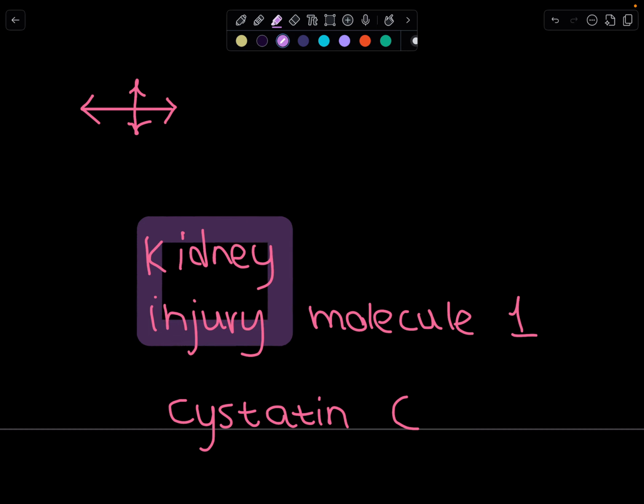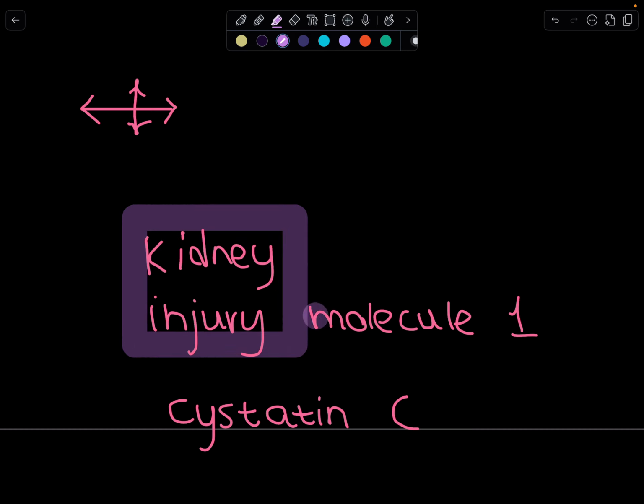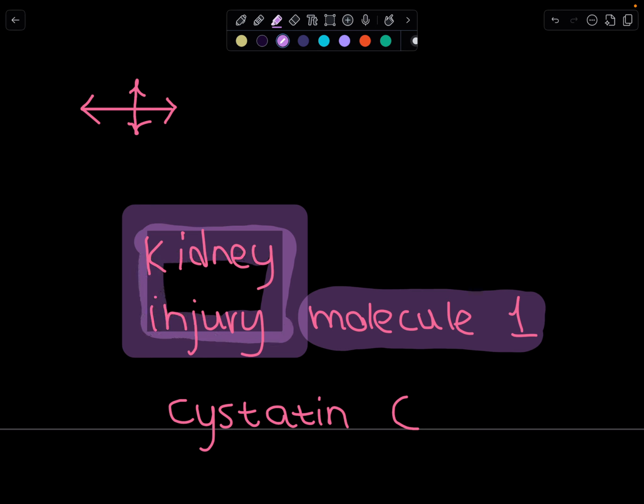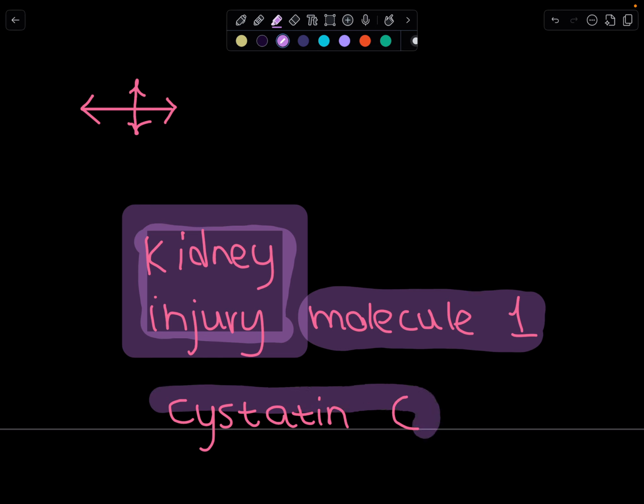Kidney injury molecule 1, KIM1, and cystatin C are biomarkers for detecting kidney damage, especially acute kidney injury, AKI. KIM1 is a protein expressed on the surface of injured kidney tubule cells, detectable in urine when damage occurs, making it a sensitive marker for early AKI, like after surgery or toxin exposure.